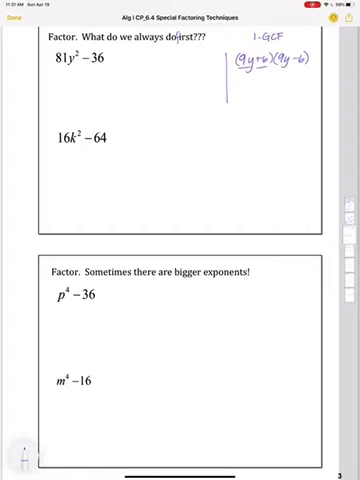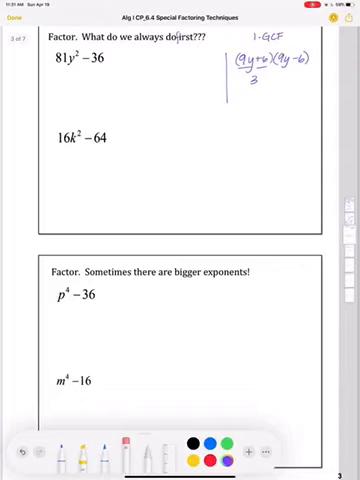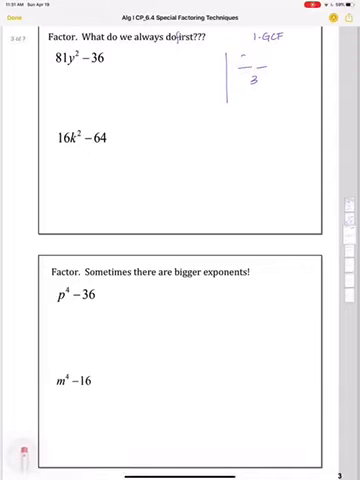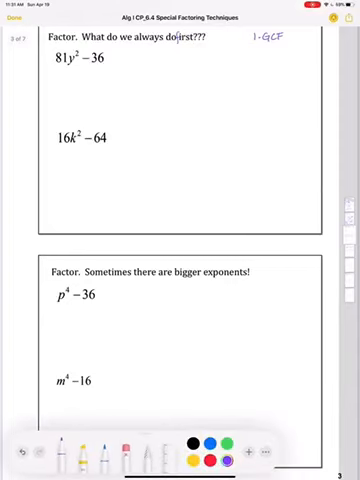But look at 9 and 6. Do they have anything in common? Yes, they have a factor of 3. 3 times 3 is 9 and 3 times 2 is 6. So that's a common factor. So technically, that actually is not factored into its prime factors because they share things in common. So you can't do that. So that's why we always got to check first.